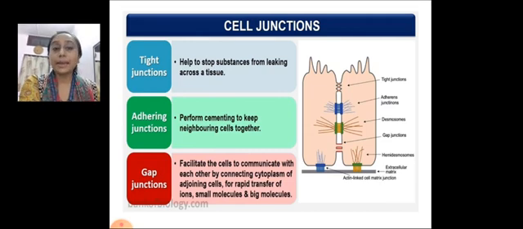Number three is a gap junction. The junction which forms a kind of bridge of communication between two neighboring cells, where large size molecules, smaller size molecules, ions are transported, they are communicated. That kind of junctions are called gap junctions.